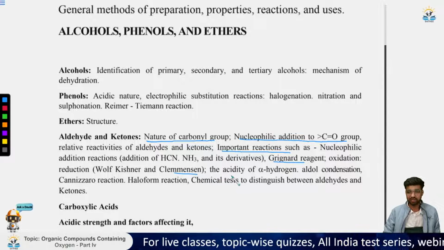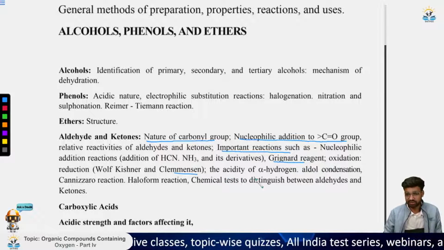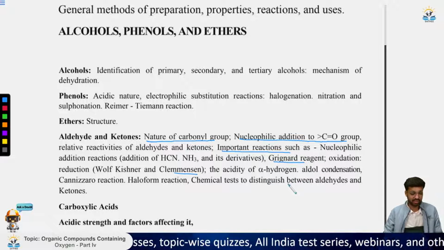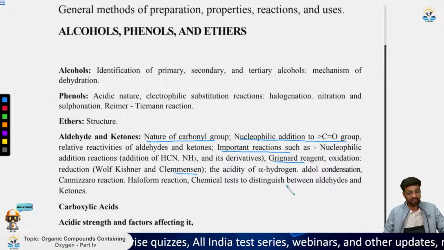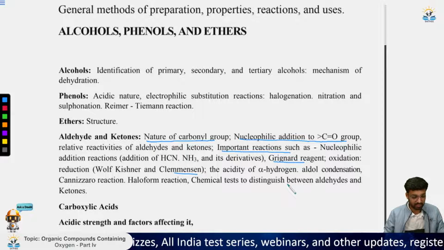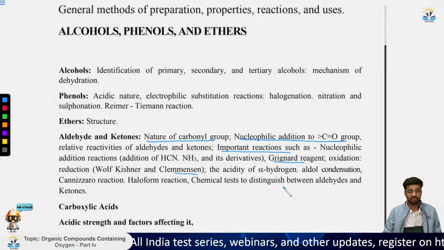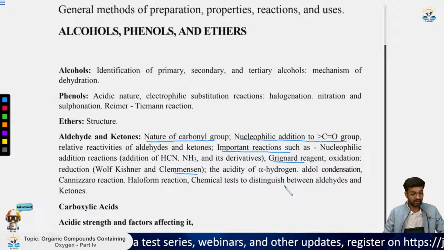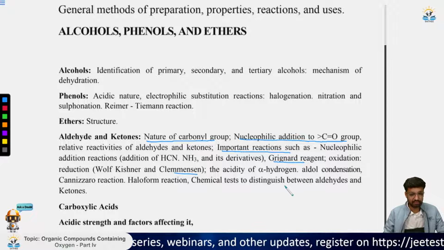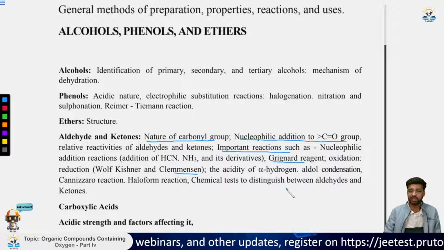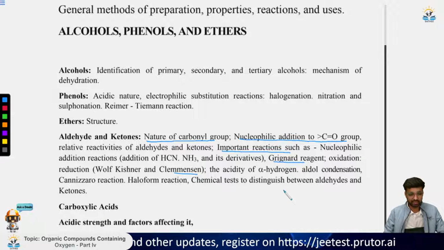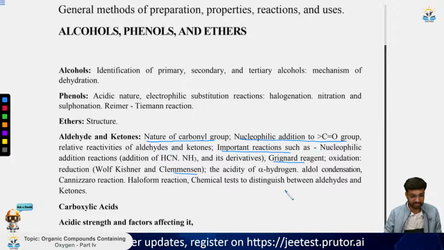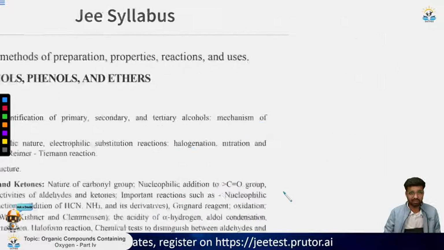At last, we will see alpha hydrogen, the aldol reaction, meaning the acidity and the reactions that happen due to alpha hydrogen and due to the absence of alpha hydrogen. Finally, we will cover some distinguishing tests used to distinguish two compounds in the laboratory. It mainly includes Tollens' test, Fehling's test and the haloform test. So that is all about today's lecture. Let us start.